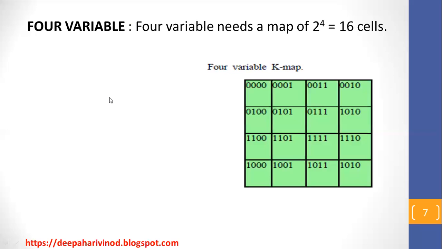Now, four variable K map. In case of four variables, how many cells will be there? 2 raised to 4 means 16 different cells will be there in a four variable K map, and for each cell, check it out here. Numbering in case of four variable: this is 0, 1, 2, 3, 4, 5, 6, 7, 8, 9, 10, 11, 12, 13, 14, 15. So always observe this. Don't make any mistake over numbering of the cells.